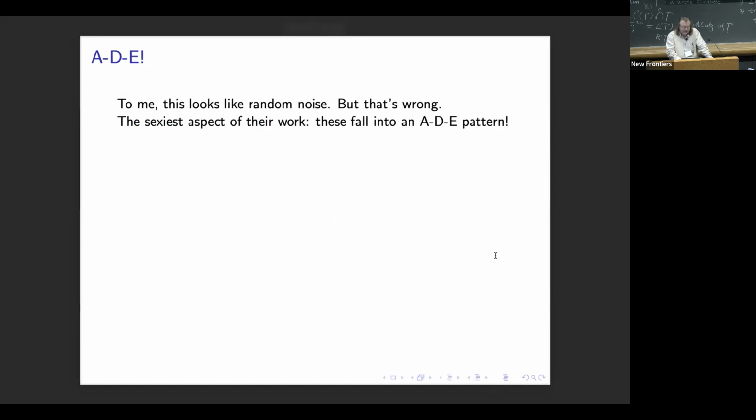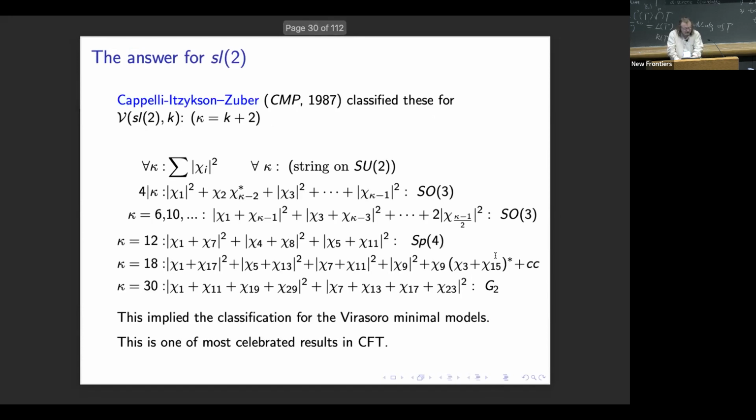So you can see ADE here. You can see kappa equals 12 is the Coxeter number of E6, kappa equals 18 is the Coxeter number of E7, and this is E8. And you can look at the diagonal terms. For example, you have 1, 1, you have 7, 7, you have 4, 4, 8, 8. These are the exponents of E6.